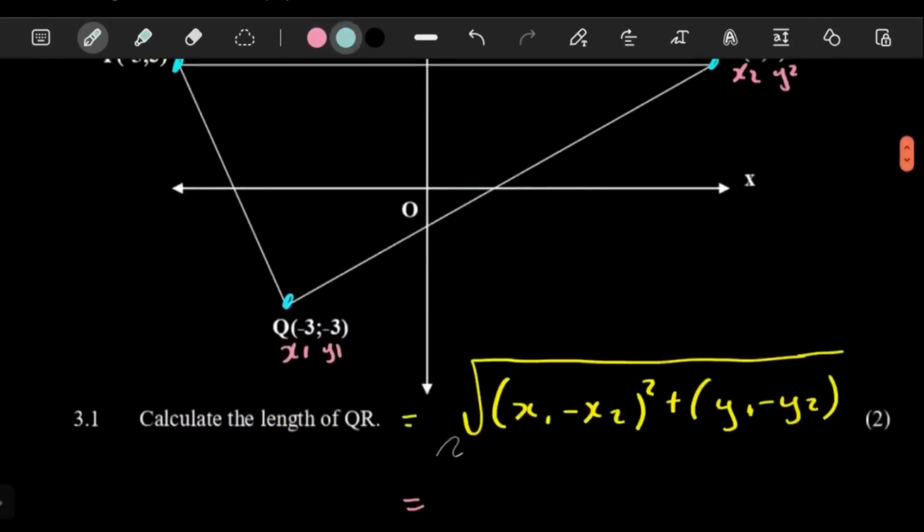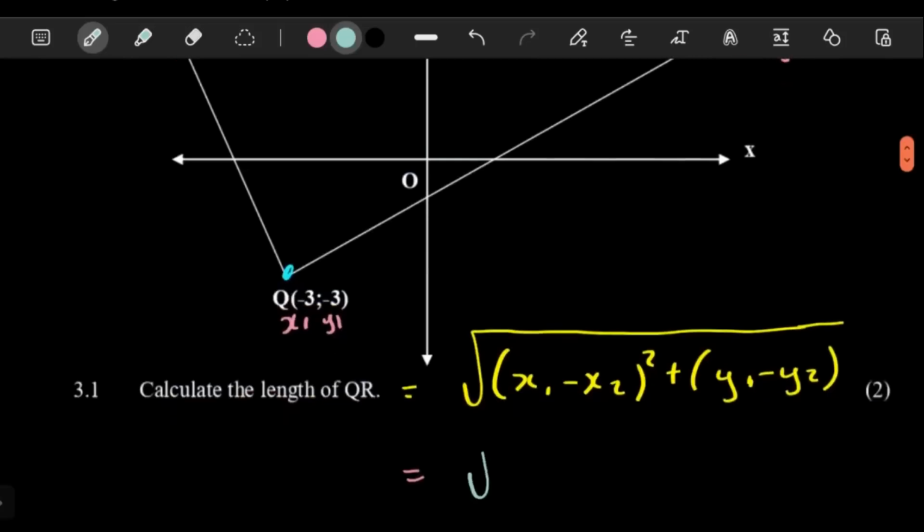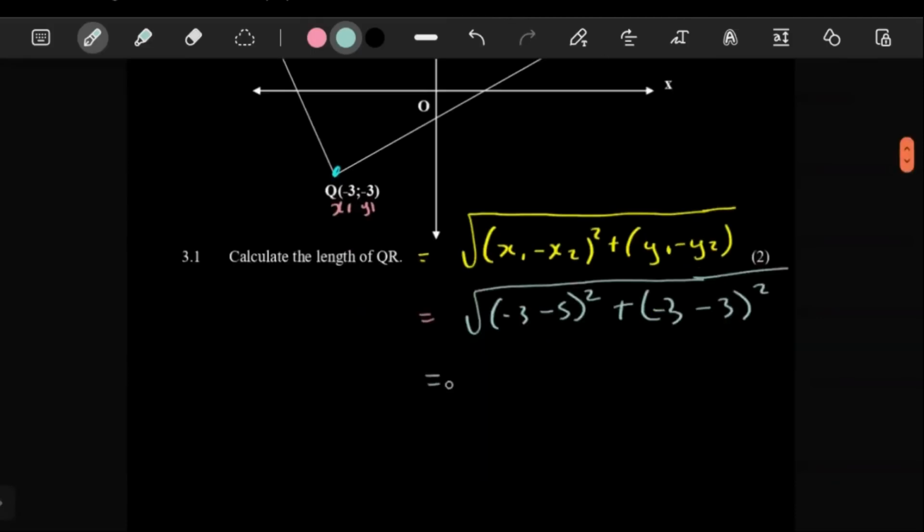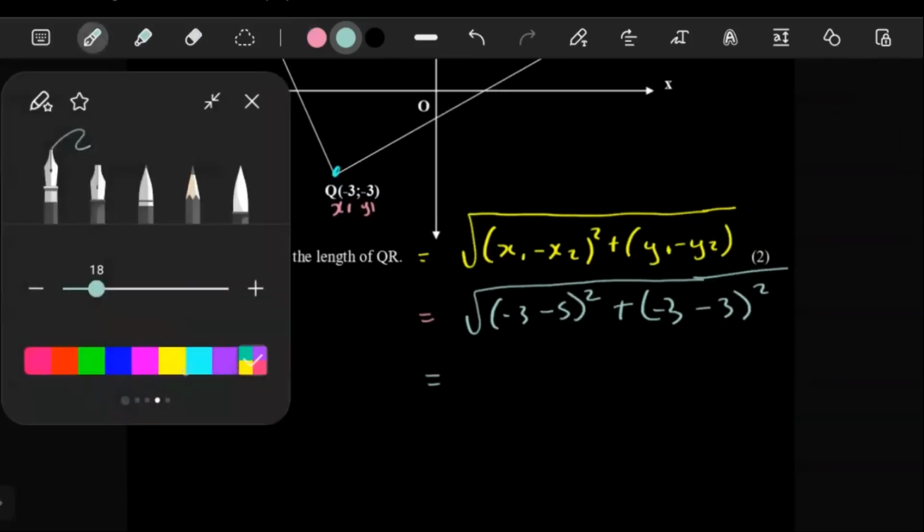There's really nothing much to this question. It's just free marks. So you have -3 and 5, so -3 minus 5 squared, and then 3 minus -3 squared. No, -3 and 3. Okay, so you don't even have to bother yourself, you can just put the whole thing in the calculator.